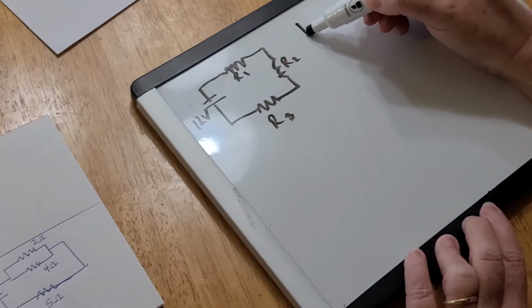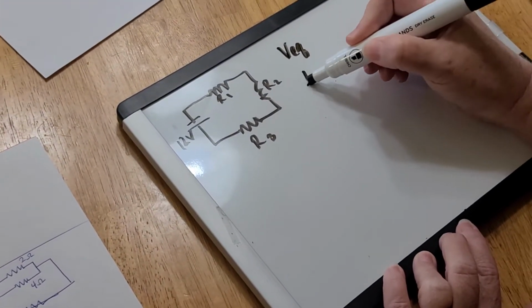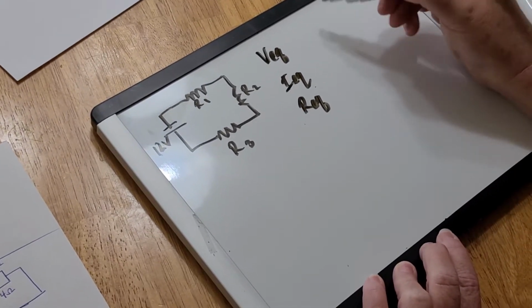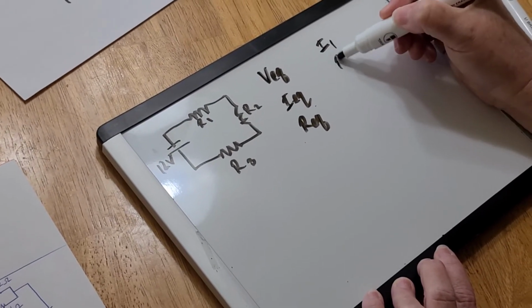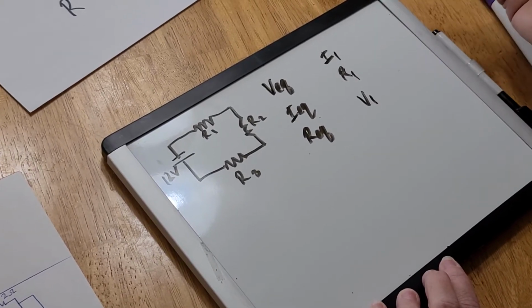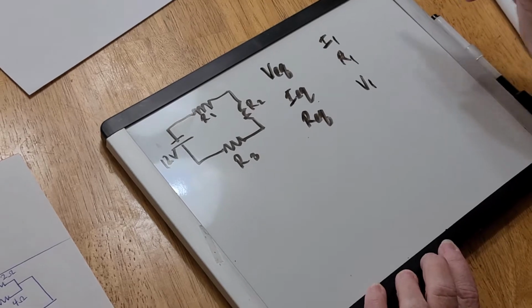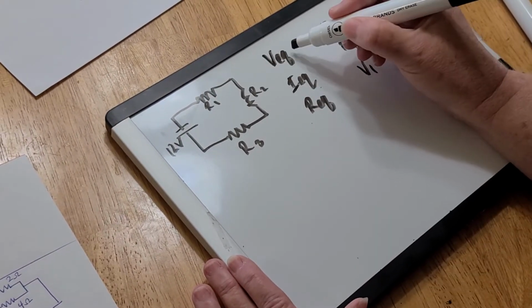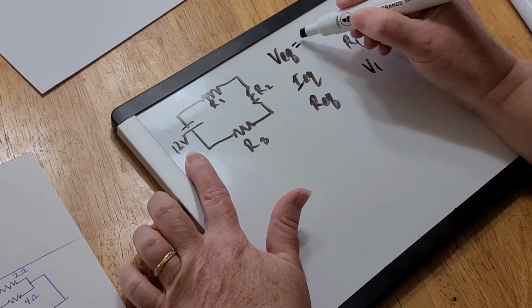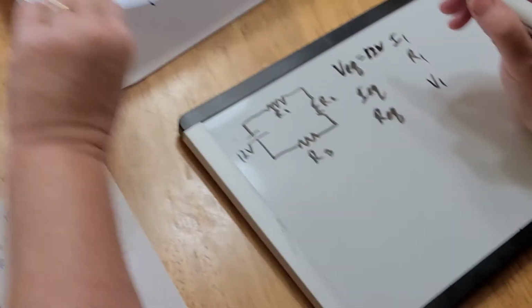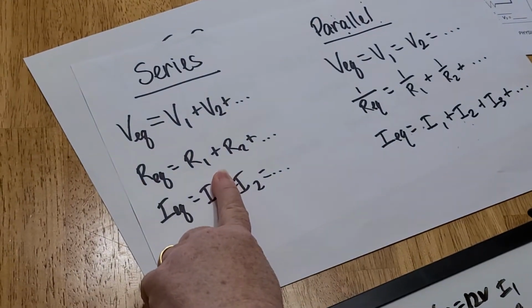I can get the equivalent voltage, the equivalent current, and the equivalent resistance. I can get the current through 1, the resistance through 1, the voltage through 1. The same thing for 2 and 3. I can figure out all of this information by using Ohm's law and the rules. The first thing that you should do is figure out the equivalent resistance. The equivalent voltage is what the battery is doing. That's the 12 volts. The equivalent resistance for a series circuit, you just add them all up.